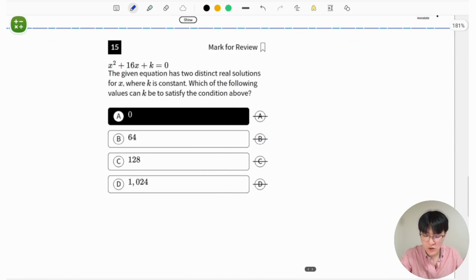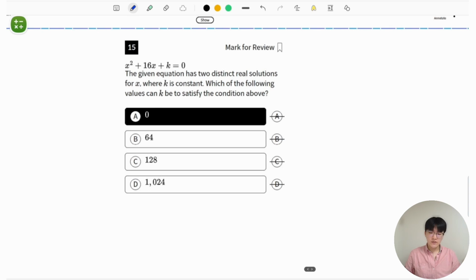Question 15, x squared plus 16x plus k is equal to 0. The given equation has two distinct real solutions for x, where k is constant. Which of the following values can k be to satisfy the condition above? So, in order to solve this problem, we need to know b squared minus 4ac, also known as the discriminant. And since we want it to have two distinct real solutions, we have to make sure that the discriminant is bigger than 0.